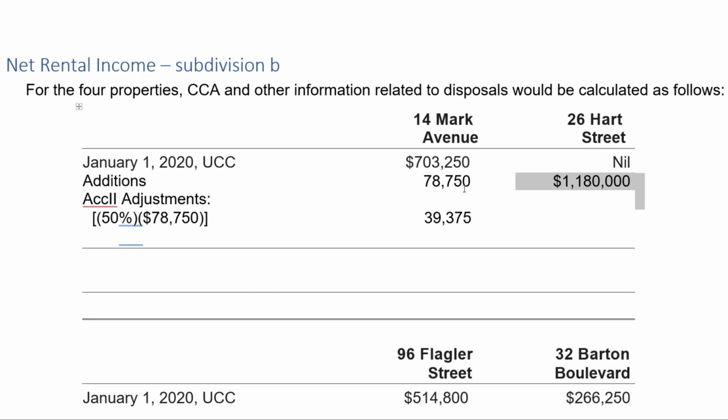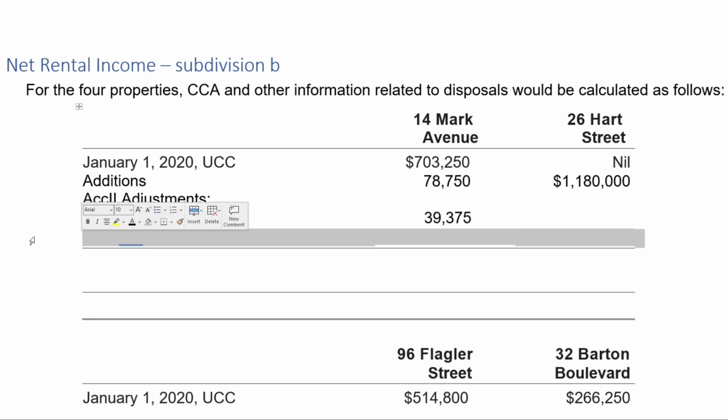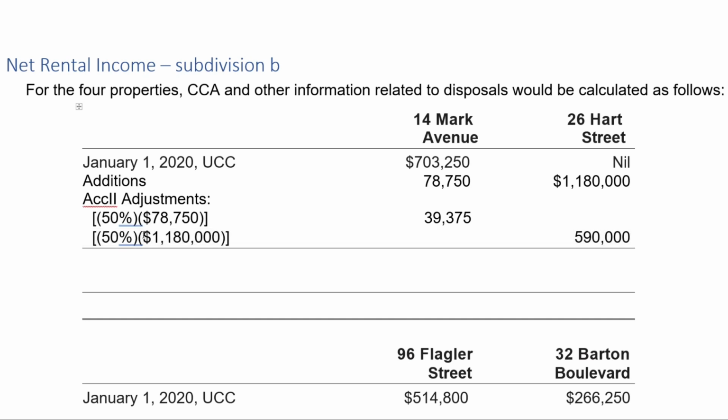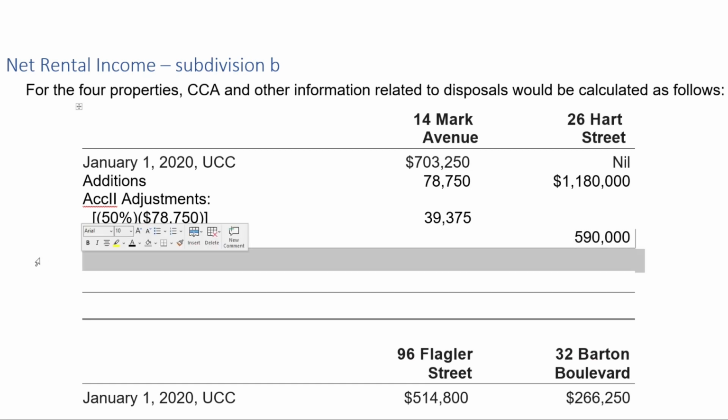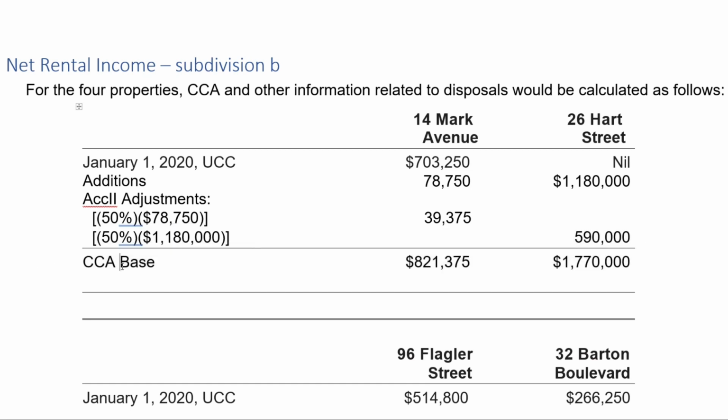$1,180,000. Under the accelerated investment incentive, we are to increase the CCA base by 50% of the net additions. So for 14 Mark Avenue, the net additions were $78,750, and we'll add that. For 26 Hart Street, the entire property was added during the year, so the net additions is $1,180,000. 50% of that is going to be $590,000. We now have a CCA base that we can work with.